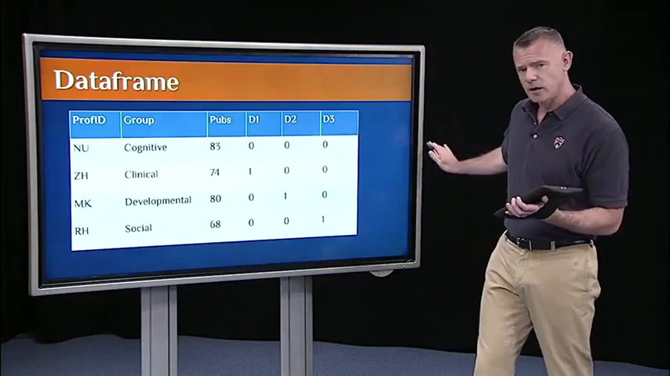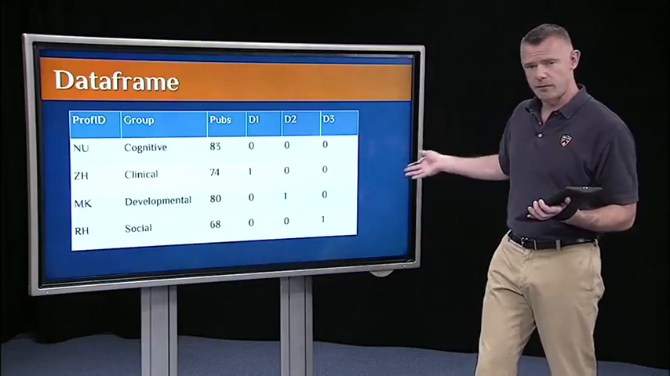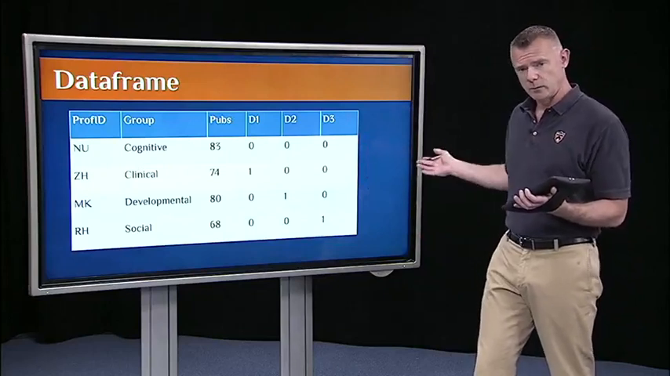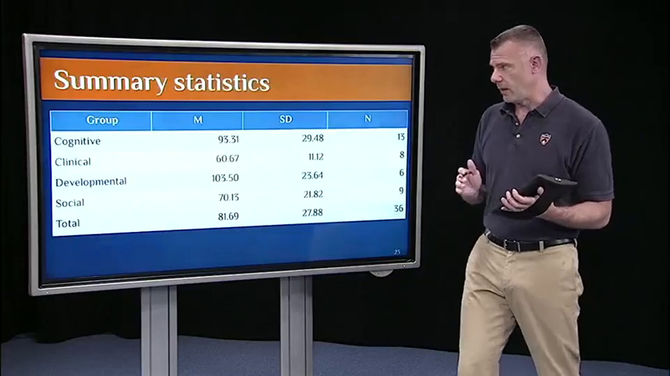I would just add those dummy codes to my data frame. So now I have a larger data frame. I have 3 more columns. So this is what it would look like in R. Then I could run the LM.